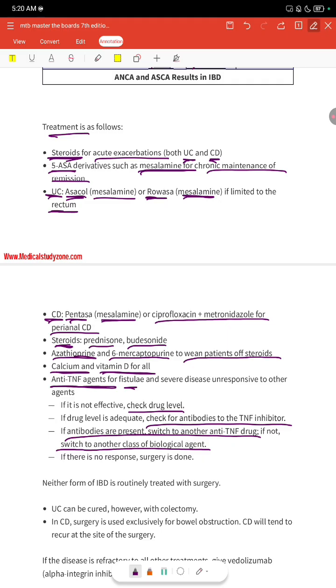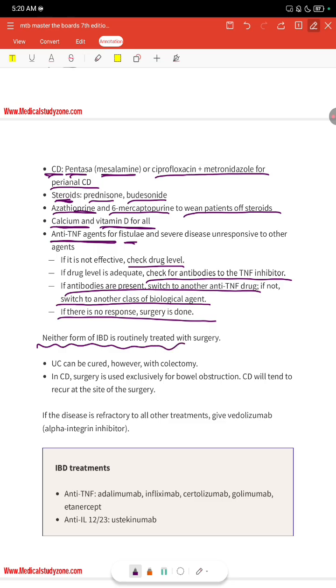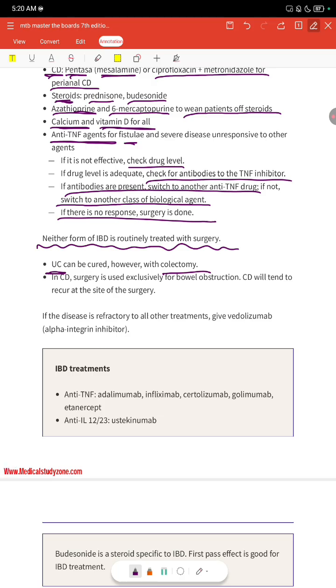So you have to modify the therapy accordingly. If there is no response, then surgery is done. Neither form of IBD is routinely treated with surgery. Surgery is done as a last resort, following the entire plan which I just discussed. UC can be cured, however, with colectomy. Ulcerative colitis can be cured with removal of the colon, the entire portion. In Crohn's disease, surgery is used exclusively for bowel obstruction. CD will tend to recur at the site of the surgery.